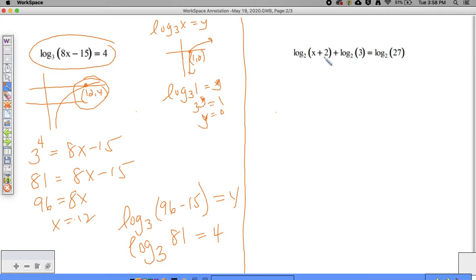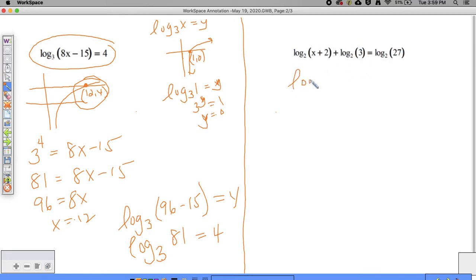We have log base 2 of x plus 2 plus log base 2 of 3 equals log base 2 of 27. The nice thing is that they're all the same base, which is awesome. And now this is where we want to apply those laws of logs, where in this case, it's important for us to condense this.